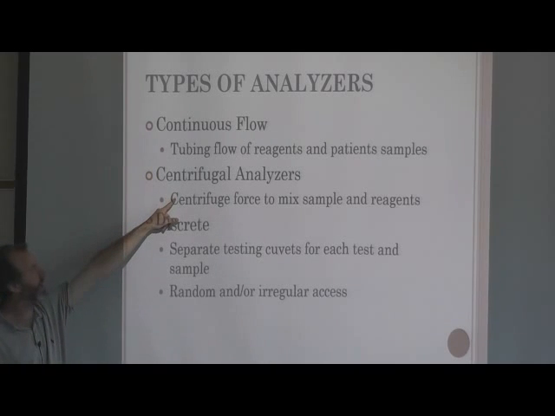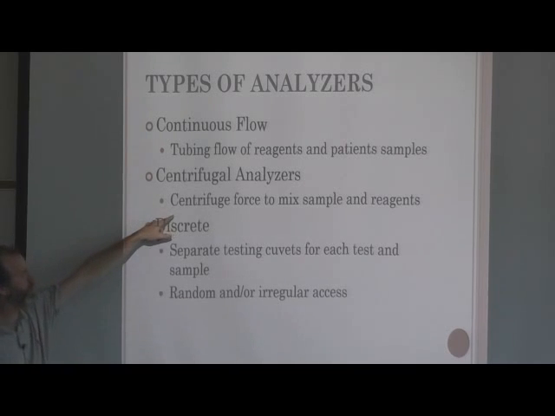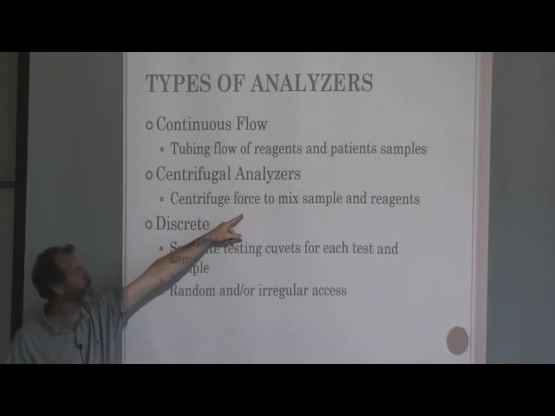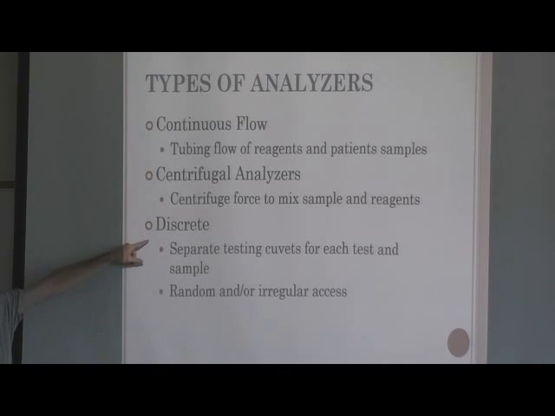Centrifugal analyzers, I'm going to show you a video where they do that. They have these point-of-care chemistry machines now, where it's a whole chemistry lab basically on this little disc, and that uses a type of centrifugal analysis where centrifugal forces are used to mix the samples and reagents. Then you have discrete analyzers, with separate testing cuvettes for each test and sample, and random or irregular access type samples.